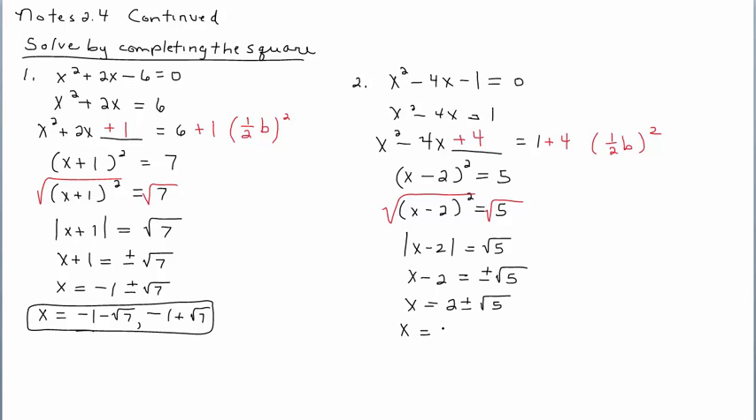So if you wanted to write your solutions out separately, the smallest one would be 2 minus radical 5, and the larger value would be 2 plus radical 5. And by the way, I have checked all these solutions and they all work.